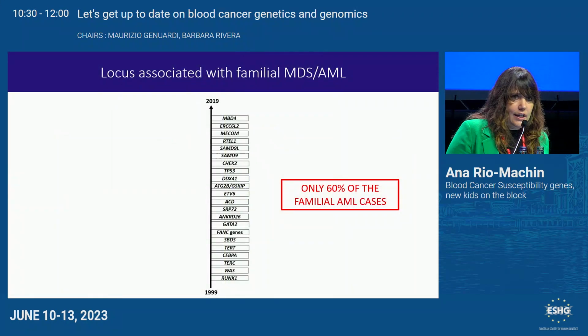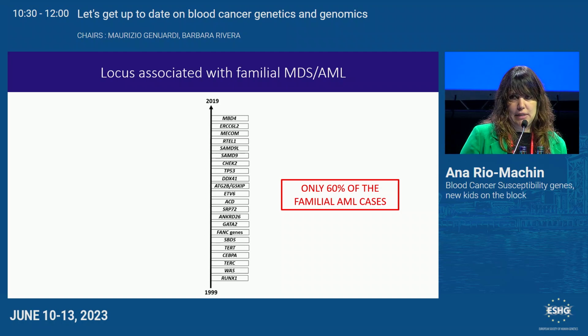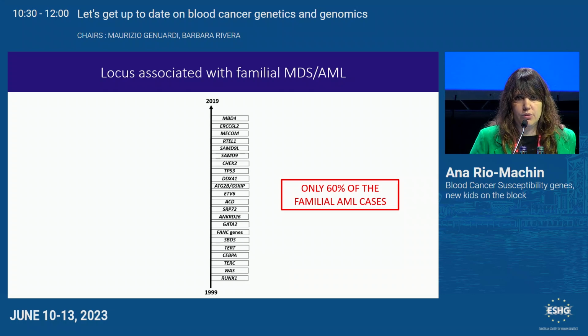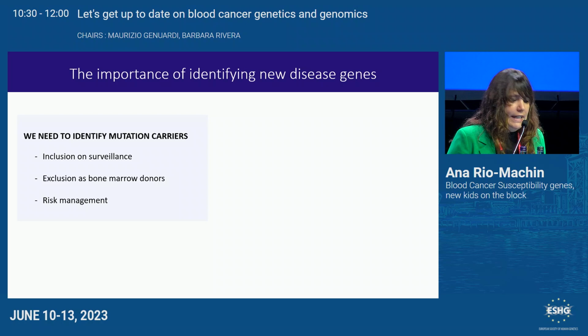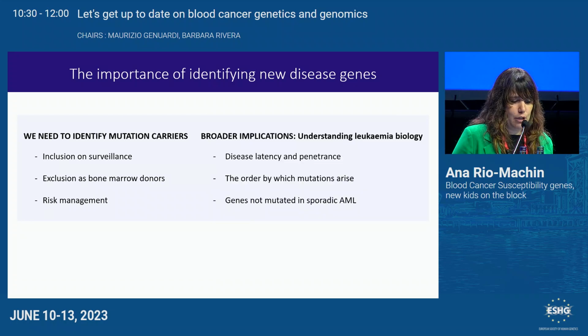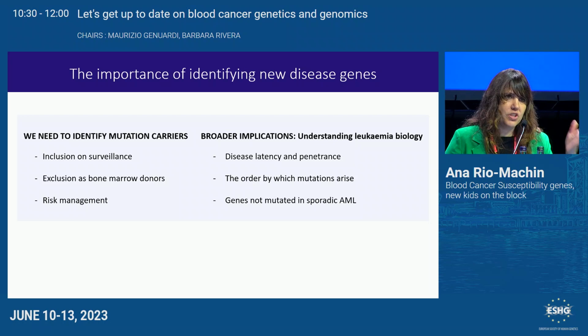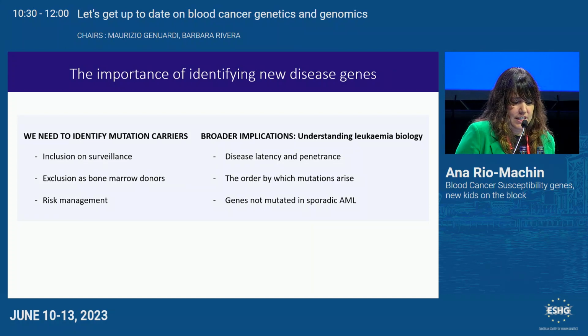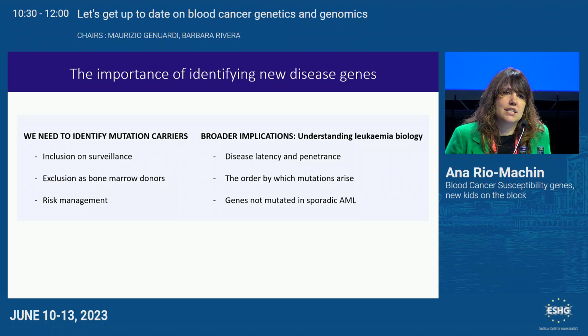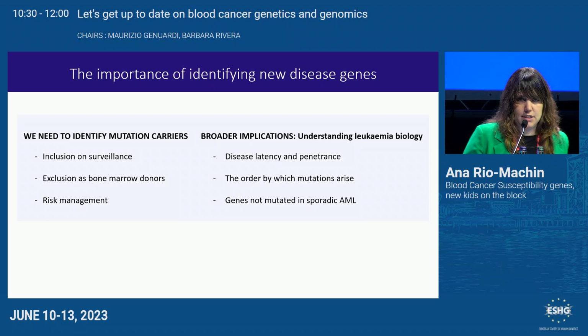As I said before, germline variants in these genes only explain 60% of familial AML cases, so we still have 40% of patients of unknown etiology. So we really need to identify these new disease genes, to identify mutation carriers, to include them in surveillance, to exclude them as bone marrow donors, and to manage the risk. But it's also interesting from a biological perspective, to understand leukemia biology, disease latency, penetrance, and the order in which mutations arise. And as I said before, if the genes are not mutated in sporadic disease, they are also giving us information about leukemogenic mechanisms.